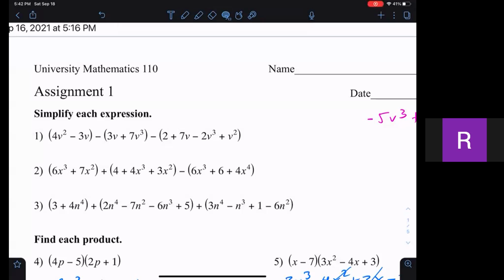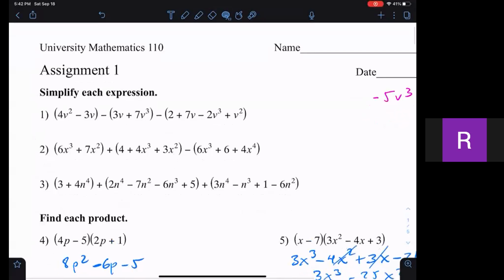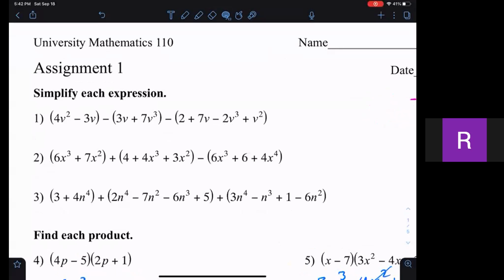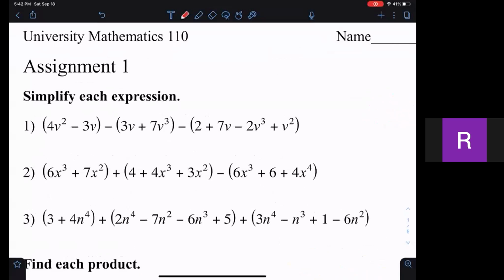Okay, guys, this is the homework, right? I'm going to go over the homework. Let's do that. So here you just need to combine like terms, basically. This is like adding and subtracting polynomials.